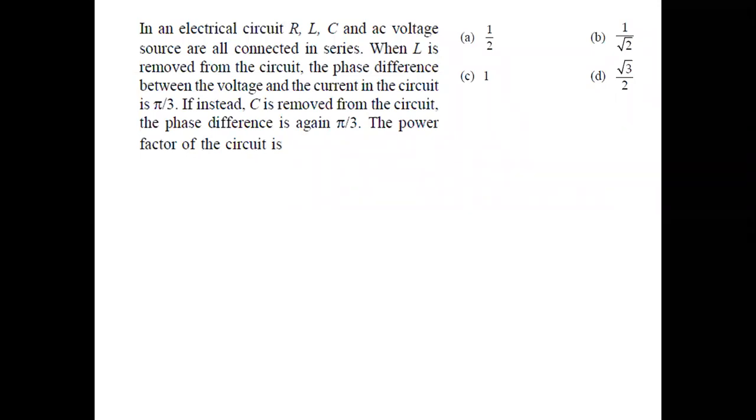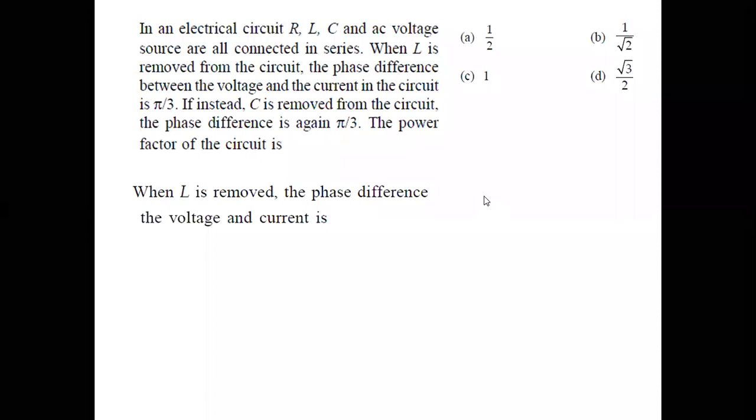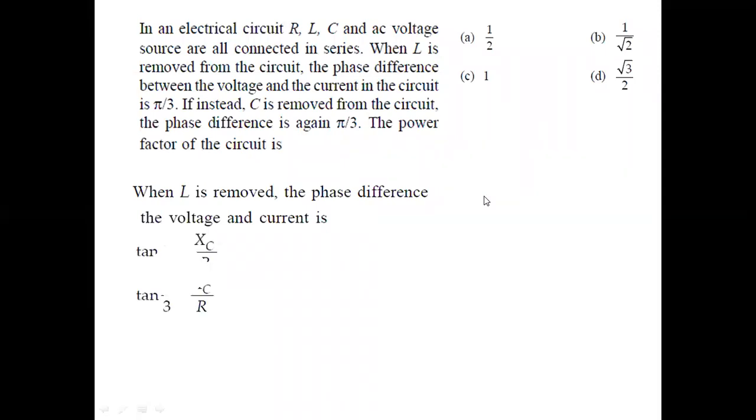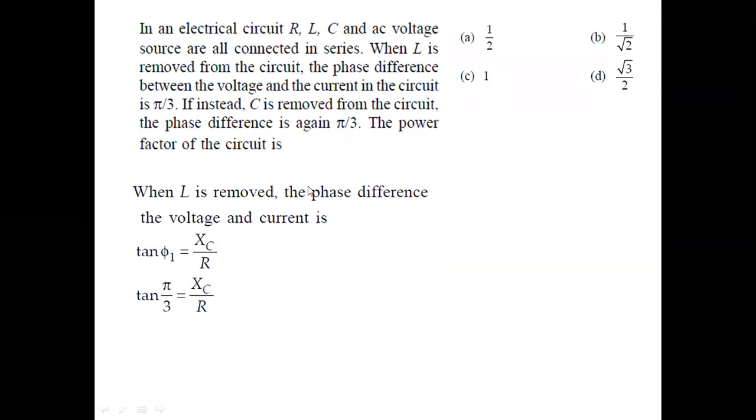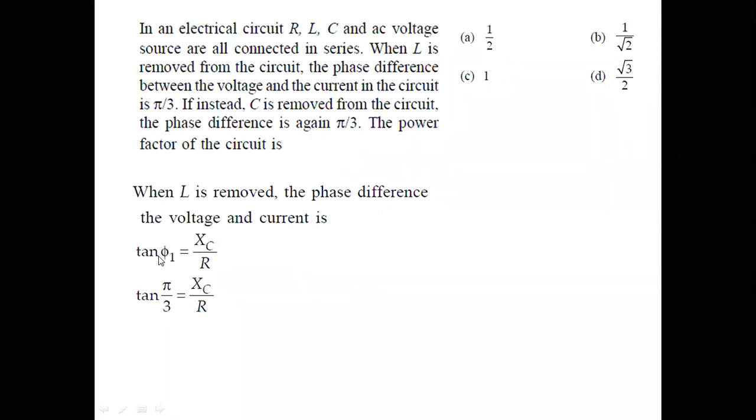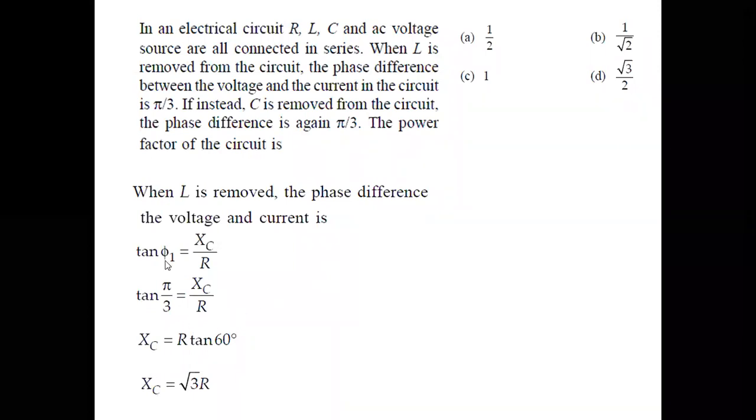And your Z goes on changing. Let me address it mathematically. When L is removed, the voltage and the current have a phase difference of pi by 3. Tan phi 1 equal to XC by R, since the phase angle is given by tan phi equal to XC minus XL upon R. When L is removed, XL is 0, hence the phase angle becomes XC by R. And tan of 60 degree equal to XC by R, which simplifies to XC equal to root 3 R.